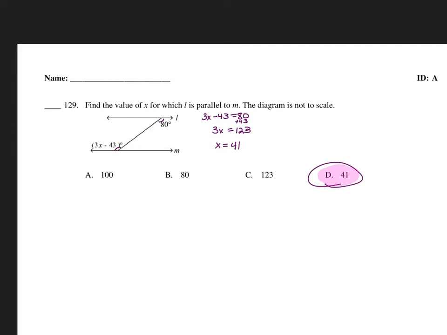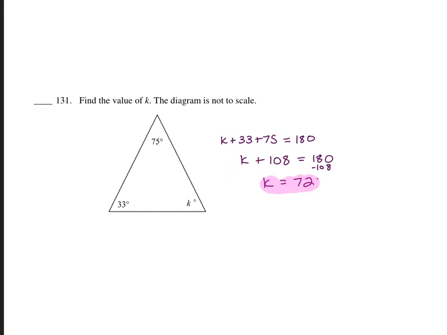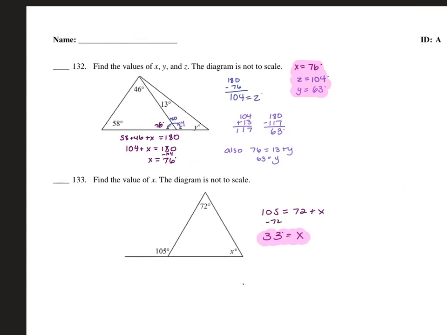129 would be alternate interior. Those would also have to be equal to each other. 137, in the triangle, they should all add up to 180. So k is 72. 132, you had to use that information and linear pairs to find them.